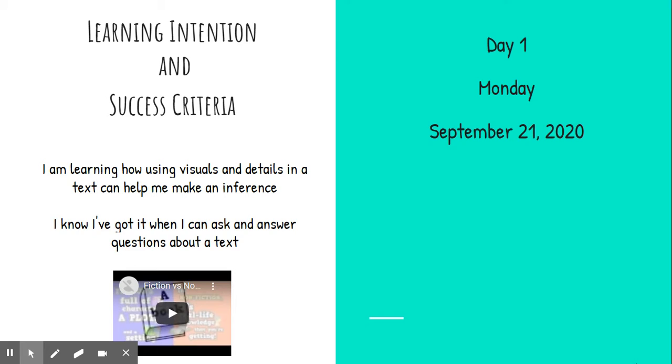Next is our success criteria. The success criteria tells you what you need to be able to do to reach your learning target, or how we're going to get to our learning target. So, our success criteria for today, I know I've got it when I can ask and answer questions about a text. So you need to be able to ask and answer questions about a text.